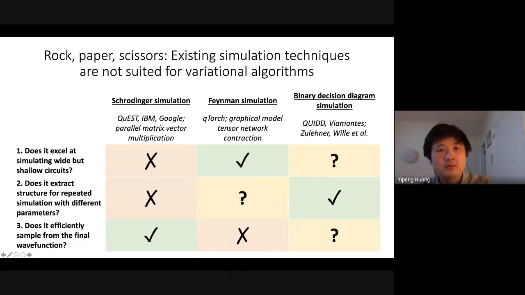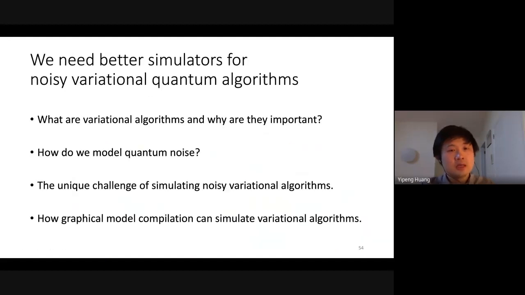So just as a recap, what I've presented is an alternative way to do quantum circuit simulation based on knowledge compilation of classical graphical models. More broadly, it addresses the challenge where we want to develop better simulations and better simulators specifically for the workload of these important algorithms that are useful in the near term, so these noisy variational quantum algorithms.